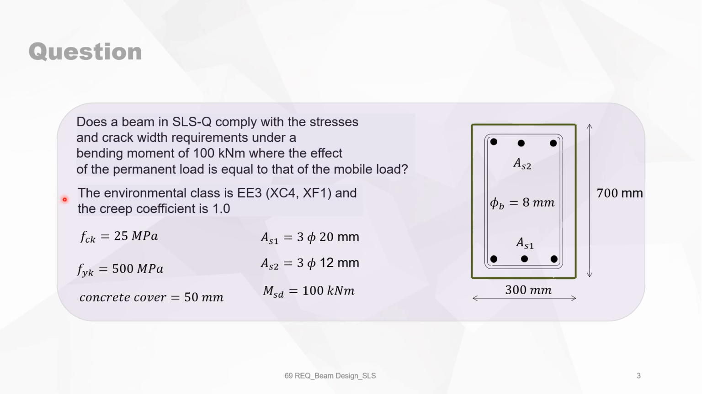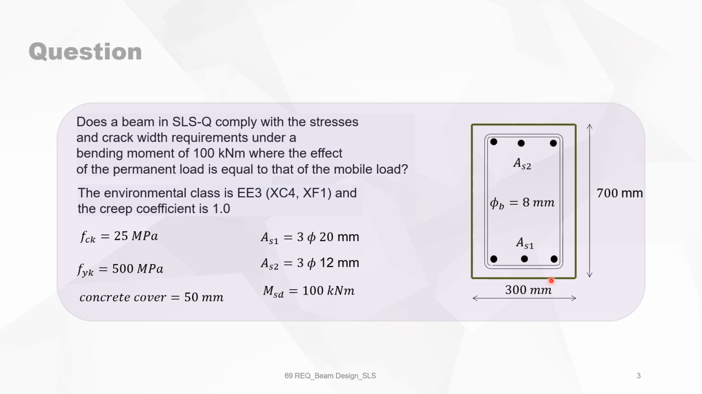The environmental class is EE3 to the Belgium annex, or to the international code, it is XC4 and XF1, and the creep coefficient is 1. Concrete quality and the steel quality is given, and the concrete cover is 50 millimeters.